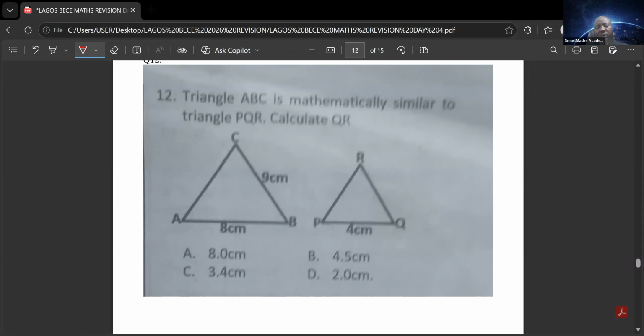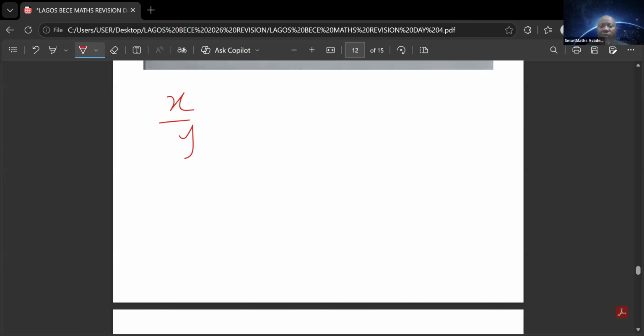Oh, God, I've been writing on the screen and it's not showing. Is it showing, please? If it's showing, type in the comments. Okay, now it's showing.